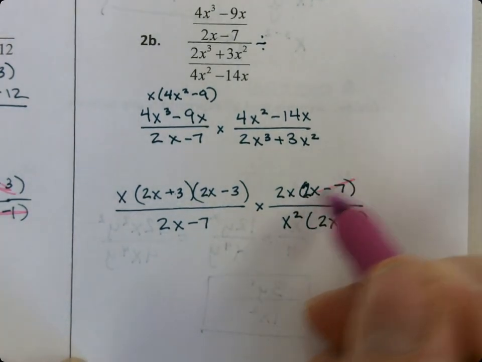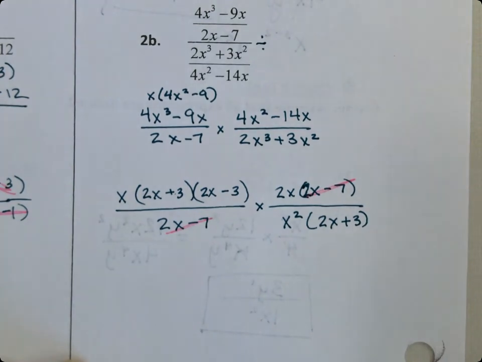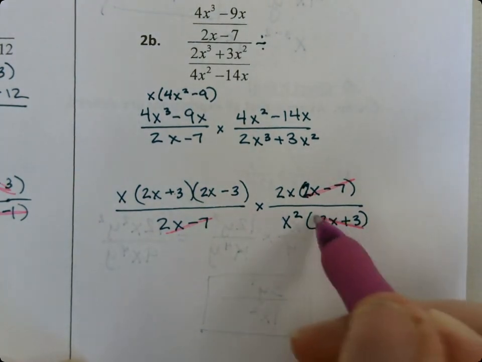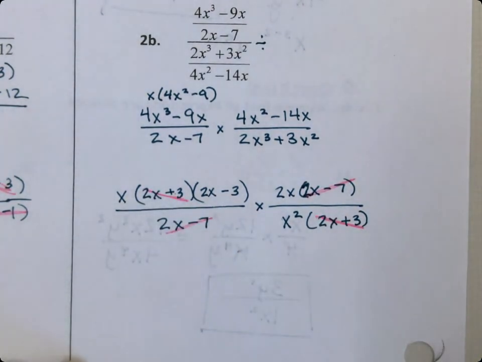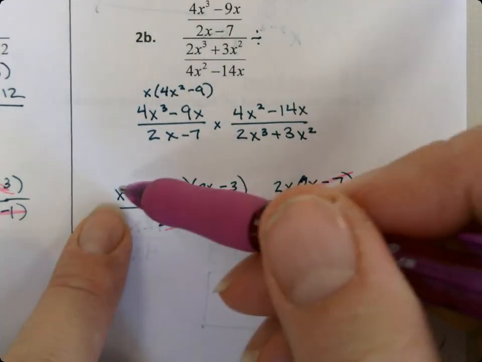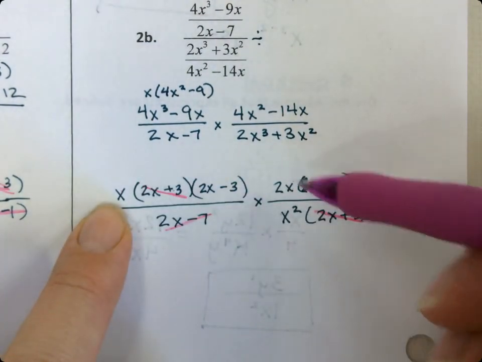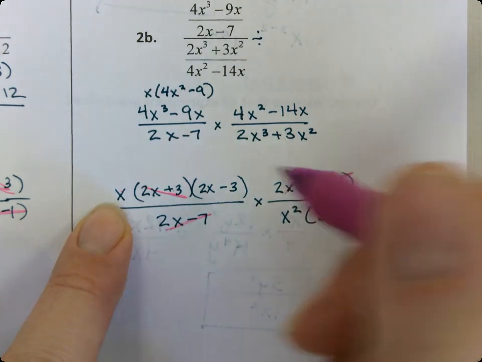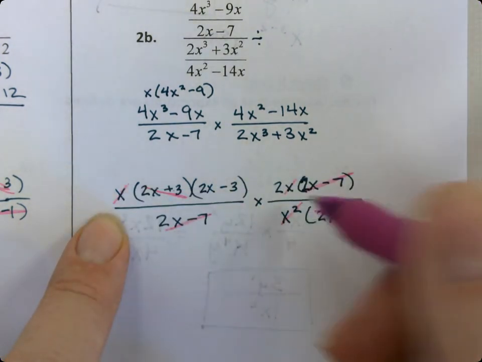Okay, now the 2x minus 7's cancel. The 2x plus 3 cancels. And then people always forget, there's more that cancels. What else cancels? Do you see anything? No. You have an x here and an extra x here, and you have 2 down here. These 2 x's cancel, and they're gone.